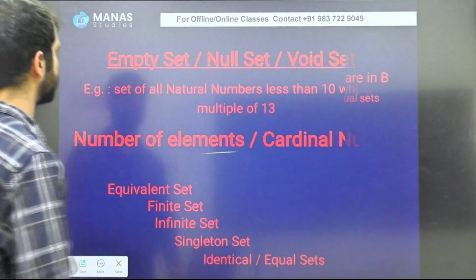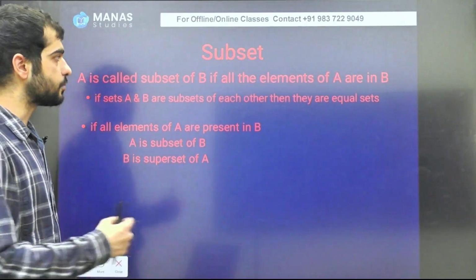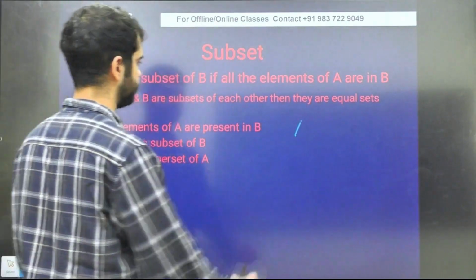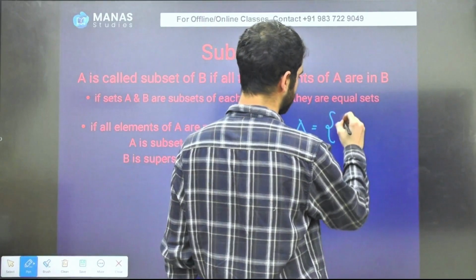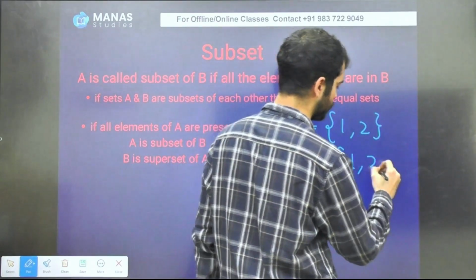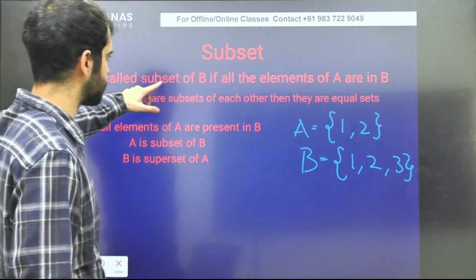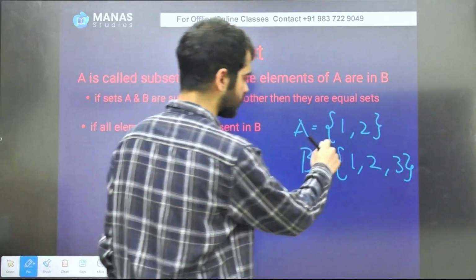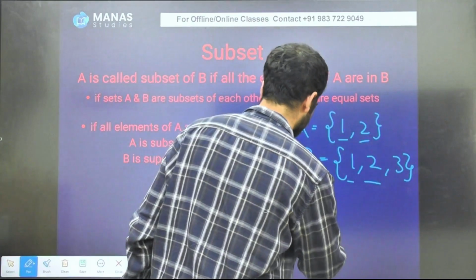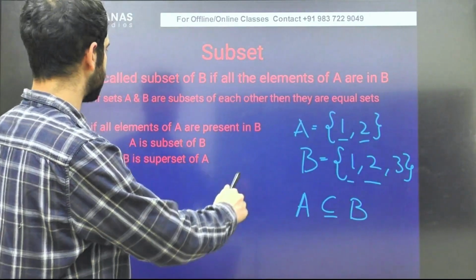Now let's look at the other slide, that is a subset. Now what is a subset? A is called the subset of set B if all the elements of A are present in B. Let's take an example. There is a set A that contains 1, 2. There is another set B. It contains 1, 2 and 3. Now all the elements of A are in B. As the line goes, A is called a subset of B if all the elements of A are in B. Since all the elements of A are present in B, therefore we can say that A is a subset of B and it is denoted by this symbol. Because all the elements of A are present in B, it's called a subset.